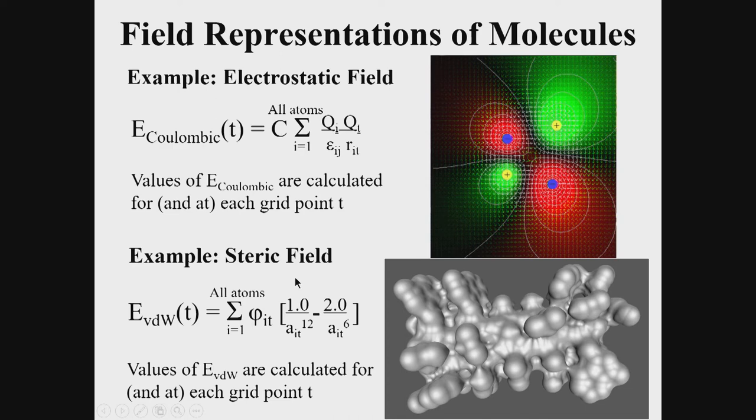The steric field, on the other hand, is using the van der Waals term, or the Lennard-Jones potential term, which I showed. And that drops off really rapidly once you're outside the van der Waals radius of an atom. So it kind of has this almost shrink wrap look to it. So it tells you when you're inside the molecule, and it tells you when you're outside the molecule, and doesn't have much in between. And that's why this looks like a molecule that's been shrink wrapped. And again, it's done the same way. You just use this equation over all space with a set of grid points.